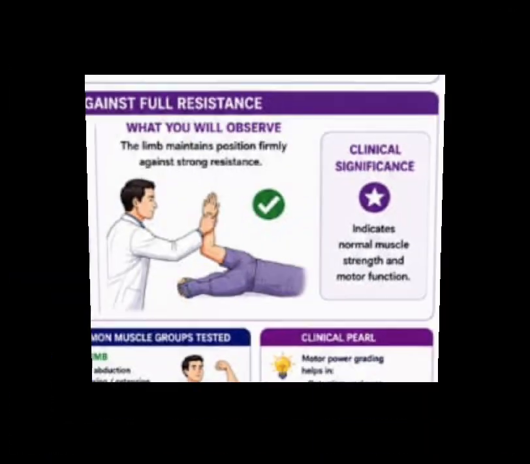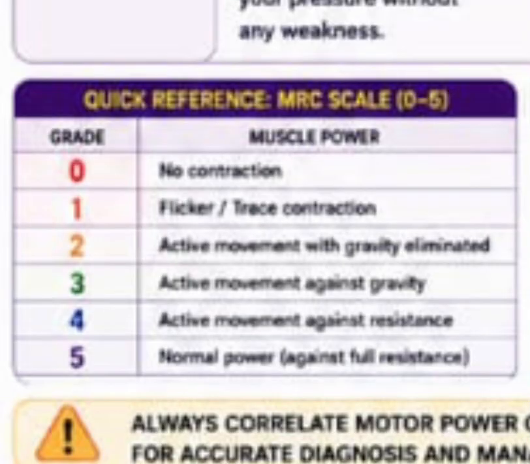So a quick reference to what we have said: muscle power 0, no contraction; muscle power 1, flicker or trace of contraction; muscle power 2, active movement with gravity eliminated, side to side; 3, active movement against gravity, up and down; 4, active movement against resistance. The patient can move it up and down, and when I apply resistance, the patient is able to overcome it. Then 5, normal power, where the patient resists very strongly.